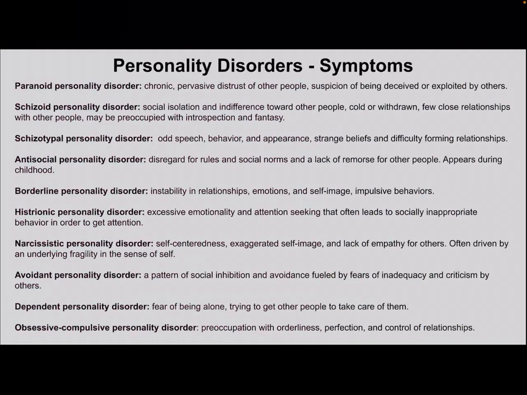Moving on to the next cluster, which is the erratic, dramatic, attention-seeking cluster. This one has 4: antisocial, borderline, histrionic, and narcissistic. So antisocial personality disorder, I've heard this term thrown around incorrectly as well. Sometimes people think it means you don't want to be social, but in fact that one is schizoid, right?